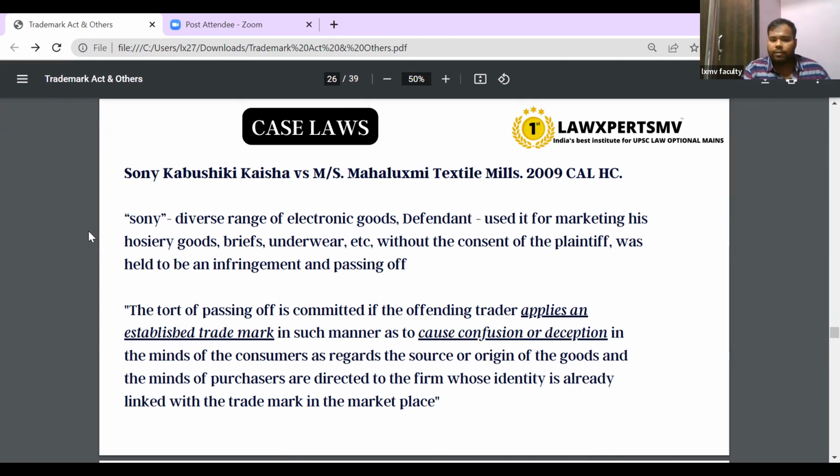In this particular case, there is a statement which is very important for you. It basically says when the tort of passing off is committed. If a trader applies an established trademark in such a way that it will cause confusion or deception in the minds of consumers, it is said to be passing off. The essential gist of passing off is that another person applies the established trademark in such a way that it will result in confusion or deception for the public. If that is satisfied, then you can go for passing off. Very simple.